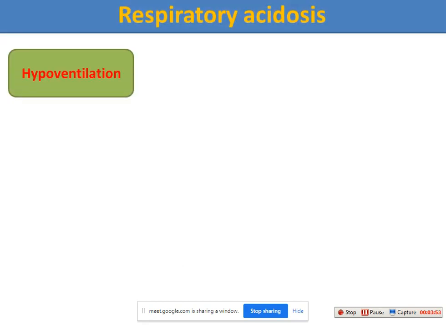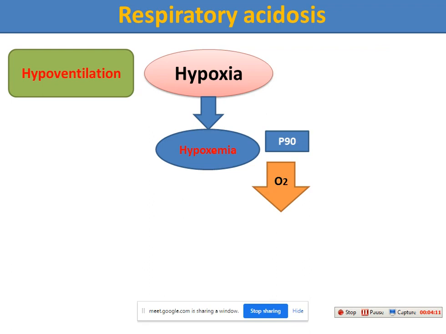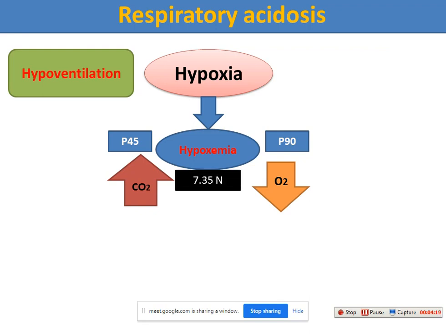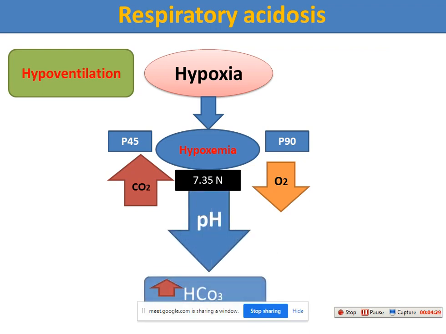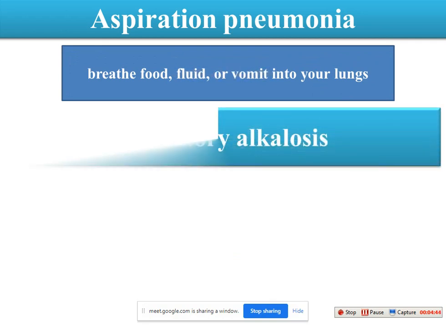And we speak about respiratory acidosis and alkalosis. We speak about the mechanism when we have hypoventilation, we have hypoxia, and if there is a decrease in oxygen pressure in the blood, we call it hypoxemia. And we see that the normal partial pressure of oxygen is 100, while the CO2 is 45, and the normal pH of the arterial blood is 7.35, and the venous blood 7.45. And when we have an increase in HCO3, we have a decrease in the pH, and this is what we call acidosis. And the opposite of it is alkalosis.